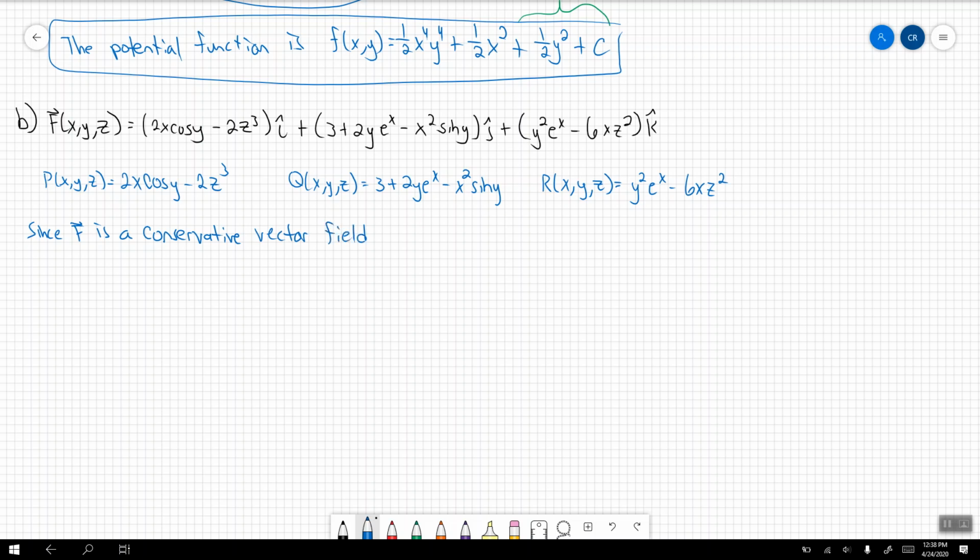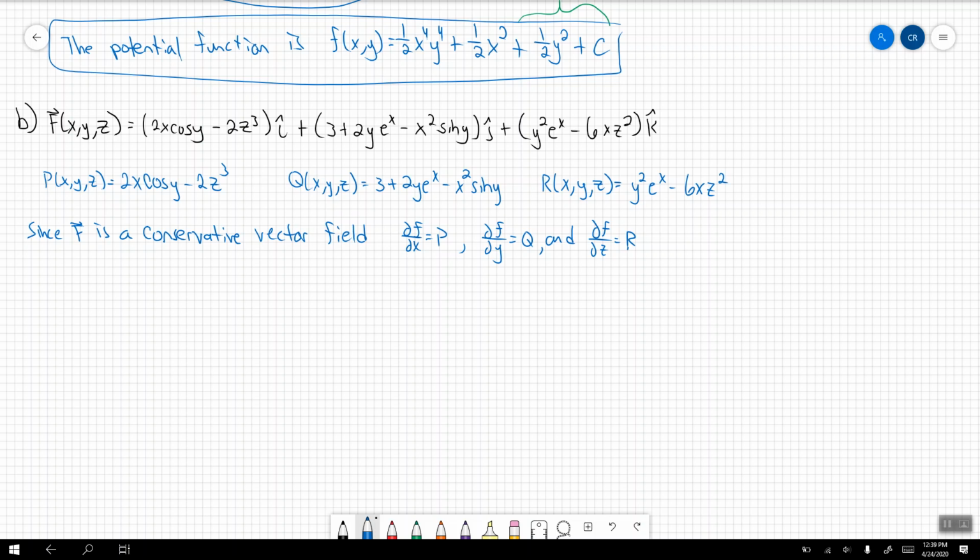what we're going to have here is that the partial of my potential function with respect to x is going to be equal to P. The partial of my potential function with respect to y is going to be equal to Q, and the partial derivative of my potential function with respect to z is going to be equal to R. Again, this is just by the definition of a conservative vector field.